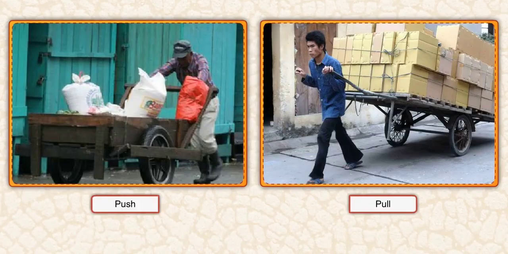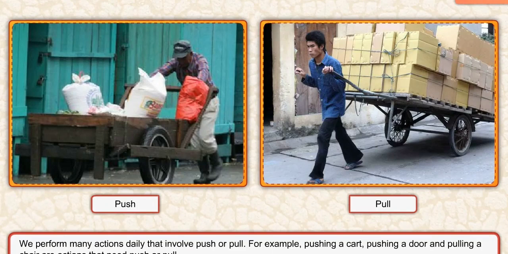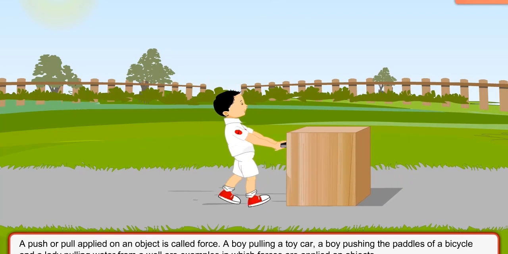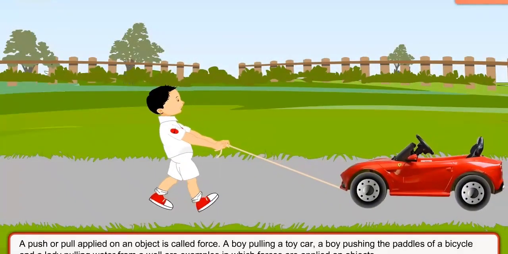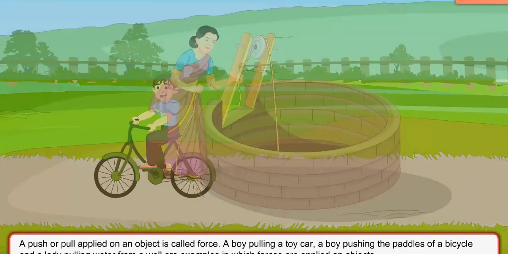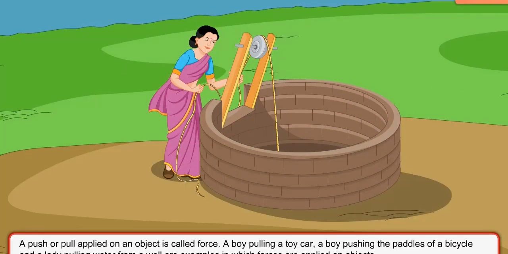Force. We perform many actions daily that involve push or pull. For example, pushing a cart, pushing a door, and pulling a chair are actions that need push or pull. A push or pull applied on an object is called force. A boy pulling a toy car, a boy pushing the paddles of a bicycle, and a lady pulling water from a well are examples in which forces are applied on objects.